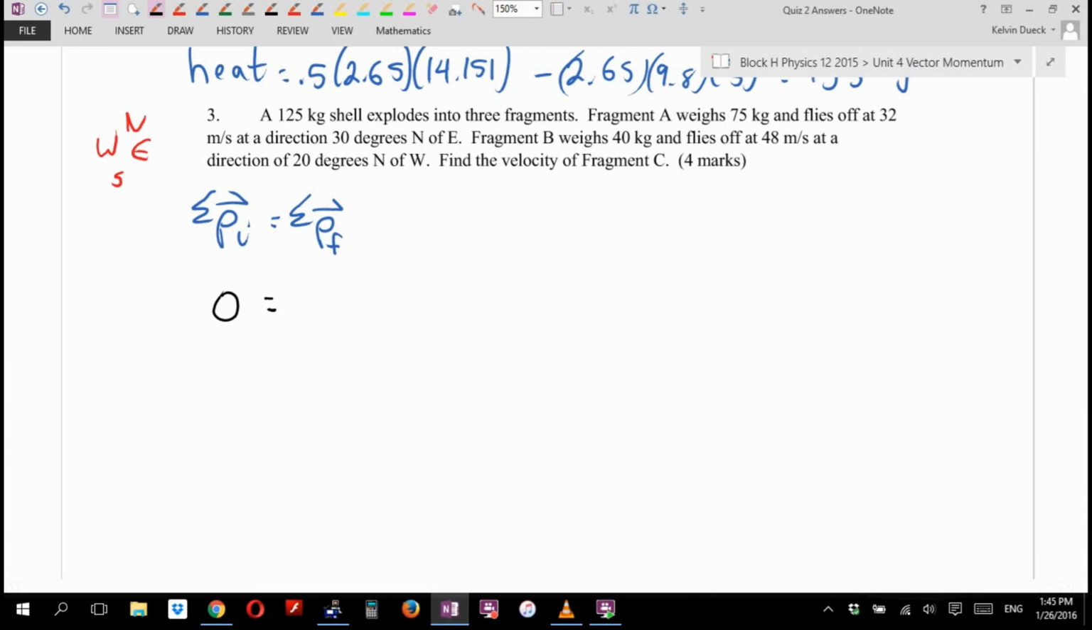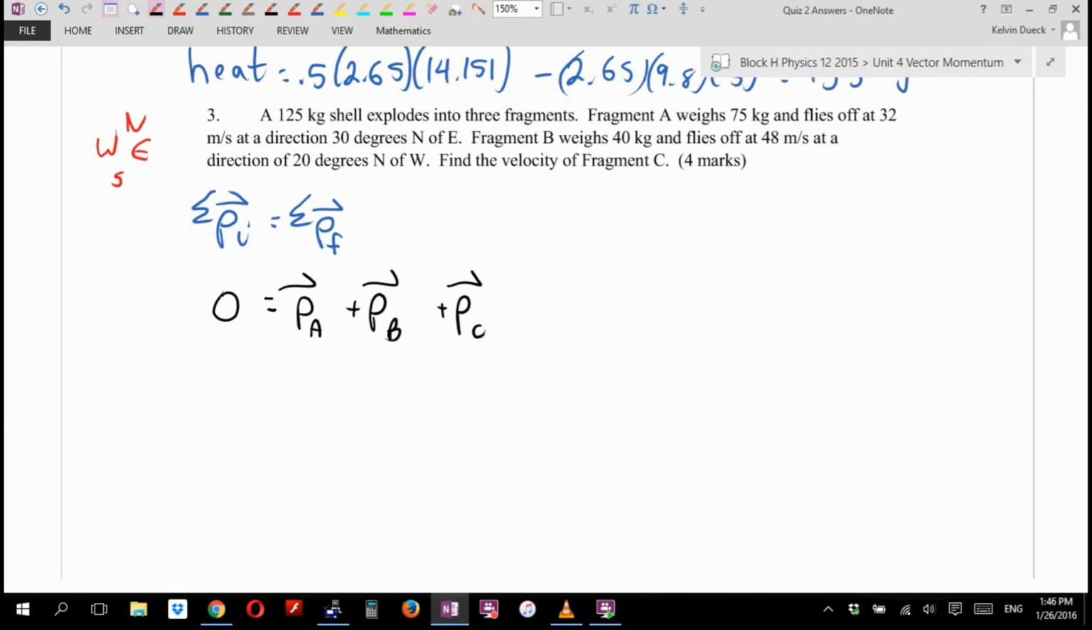Instead, I'm going to say, after the explosion, what was moving? Piece A, piece B, piece C, all of them or none of them? Stuck together or separate? I could put finals on all of those, but since that's the only momentum kicking around, I'm being a little bit sloppy.